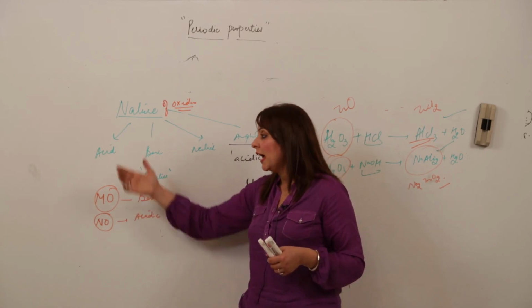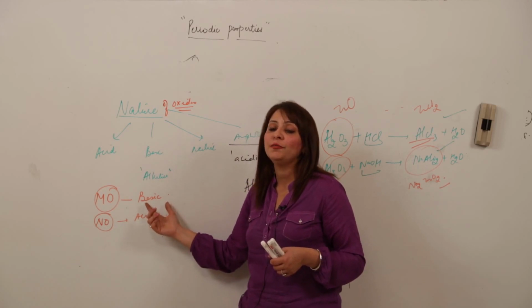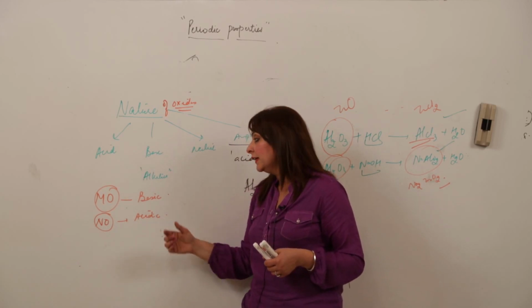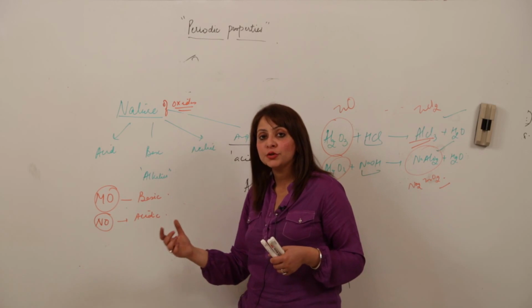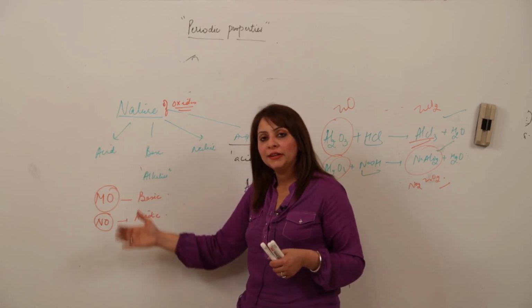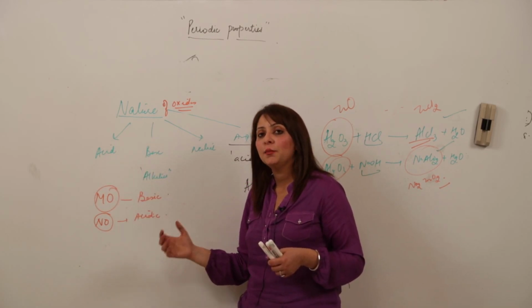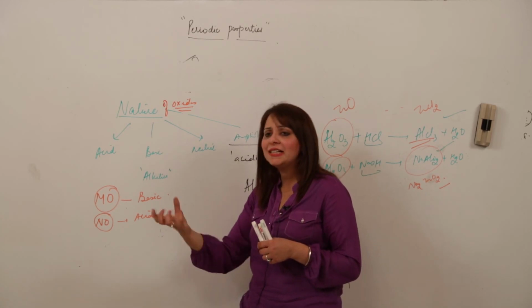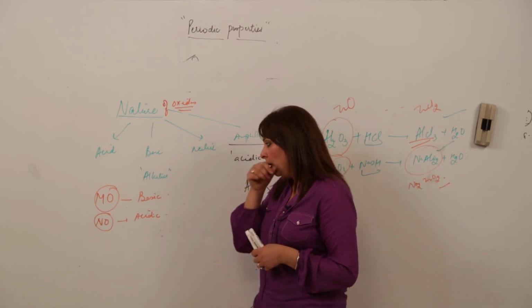So that means that as we move down the group, the basic nature of metal oxide is increasing. That means when metal oxide dissolves in water, it forms a strong base. So as we are moving down, the basic character is increasing. The bond gets weakened and easily the OH ion gets released.